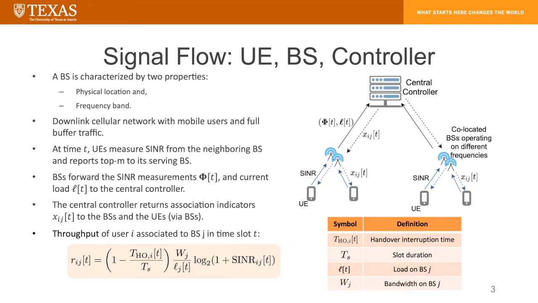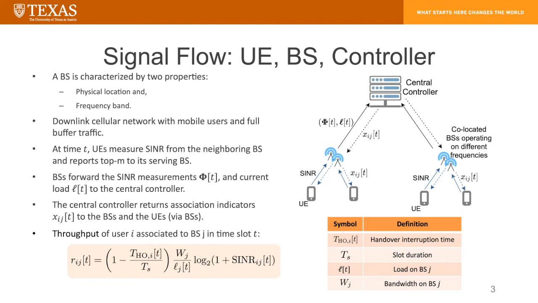Let us now have a look at the network model. In this work, a base station is characterized by its physical location and the frequency band it operates in. The almost overlapping base stations in the figure depict a physical cellular tower which can support communication on multiple frequency bands. The network is modeled as a slotted time system where each user is associated to a parent base station. During the measurement gaps, a user measures the SINR from its neighboring base stations and reports it back to the parent, which then forwards it to the central controller along with the base station load.